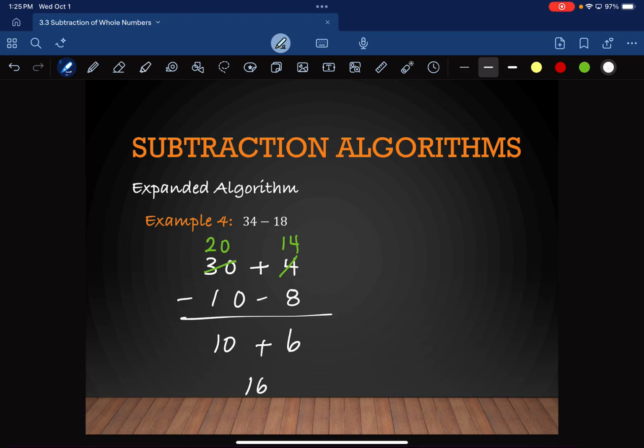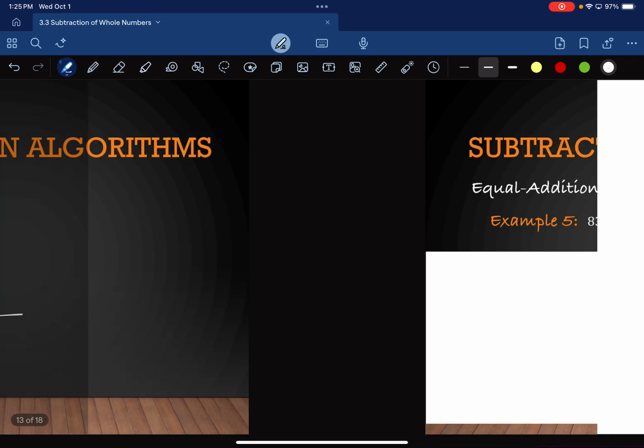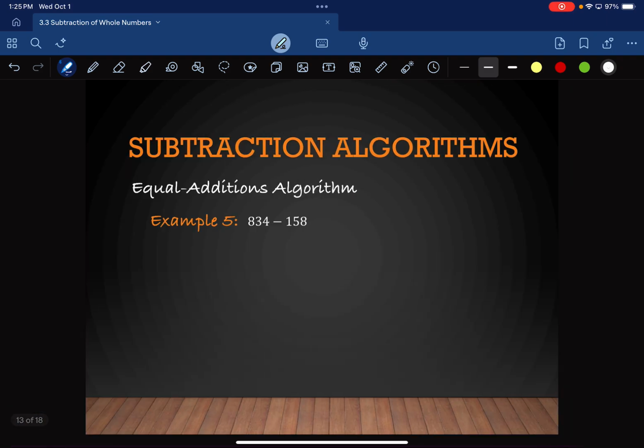Okay, the next one looks quite different. You ready for this one? Okay, the next one's called equal additions algorithm. So notice I've got some bigger numbers. The reason I'm using bigger numbers is because this is a more convenient method when the numbers are bigger. It feels a little bit silly when the numbers are small. Okay, so I don't want you to look at this and say, well, that was stupid. Why do we do that? Well, if I give you bigger numbers, you can at least see there's some value in it and why.